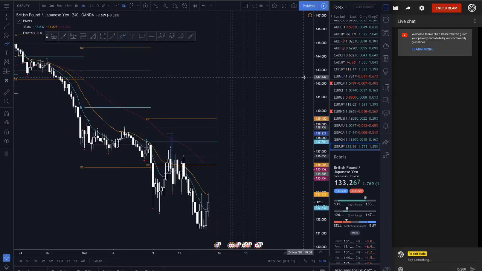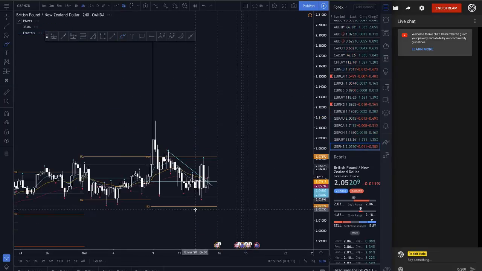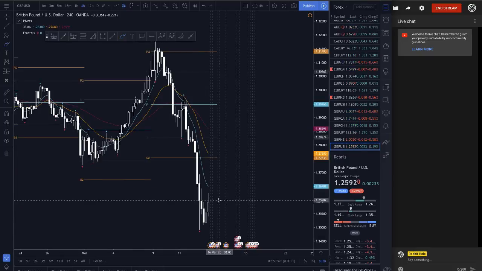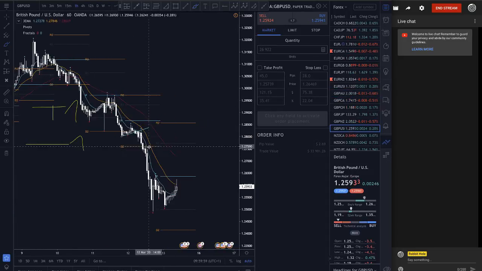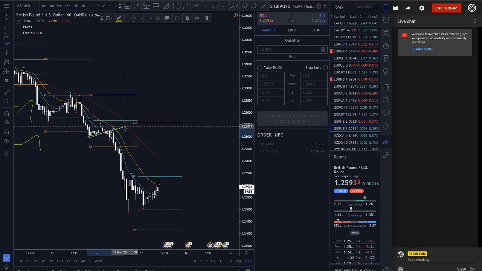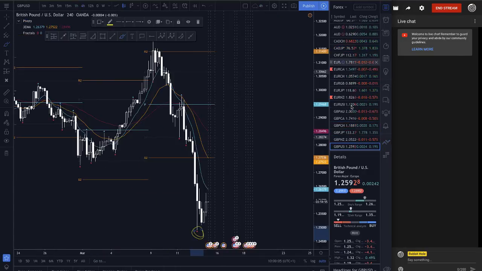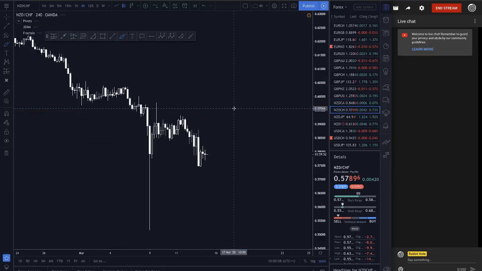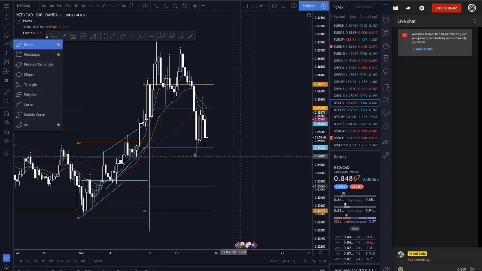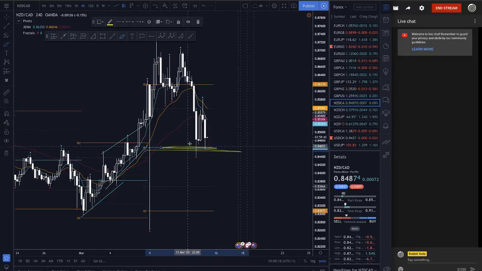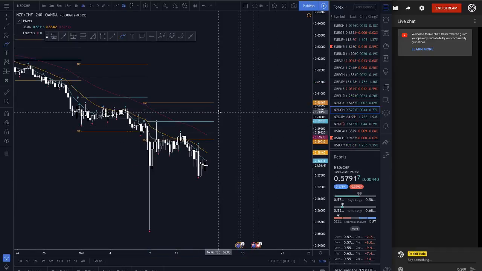Nothing at this one. And if you would go pound USD, if you would go here, you can see yesterday there was a nice trade. What do we have here? It's not below. Okay, we have this shit.